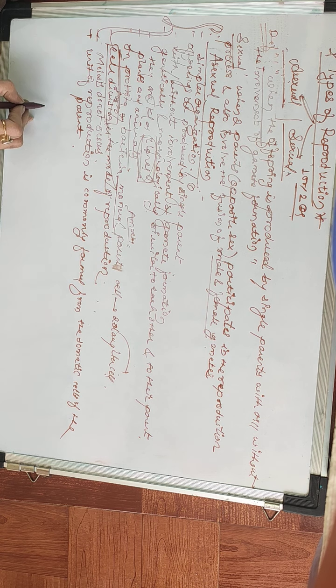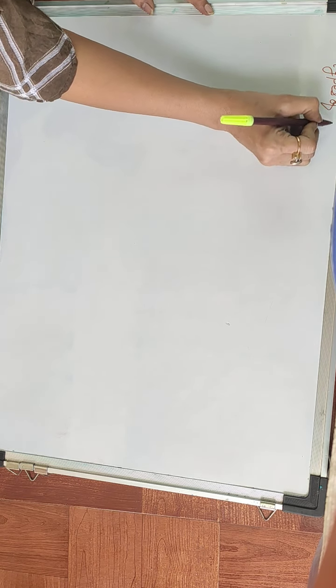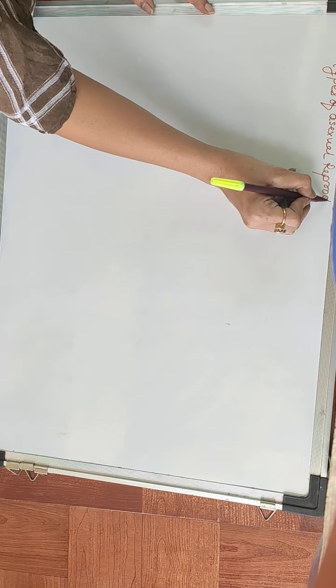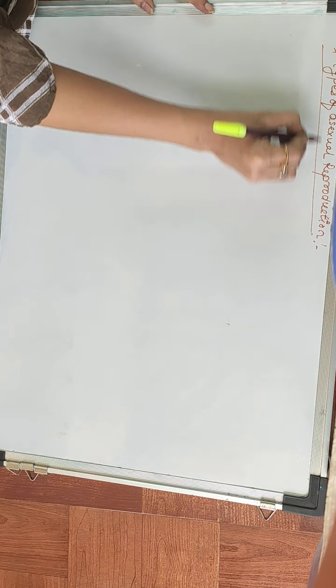Okay, so now we are going to study the types of asexual reproduction. As we know, the production of offspring without union of gametes is known as asexual reproduction.